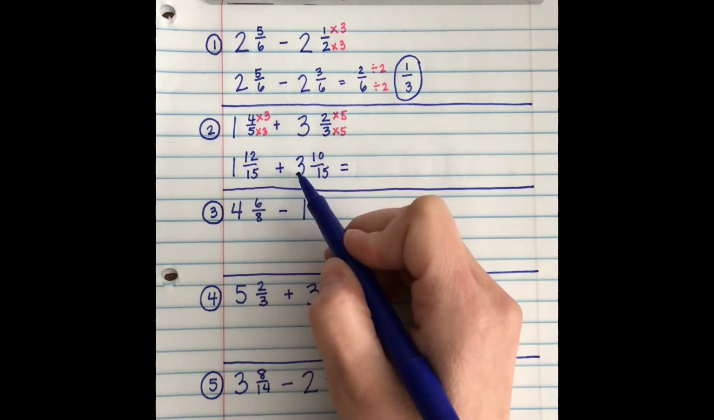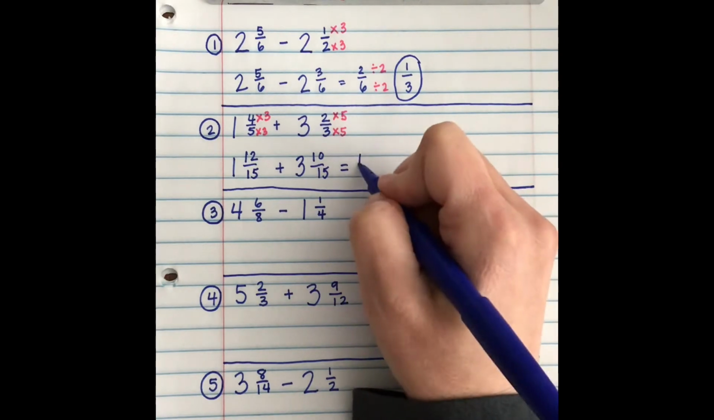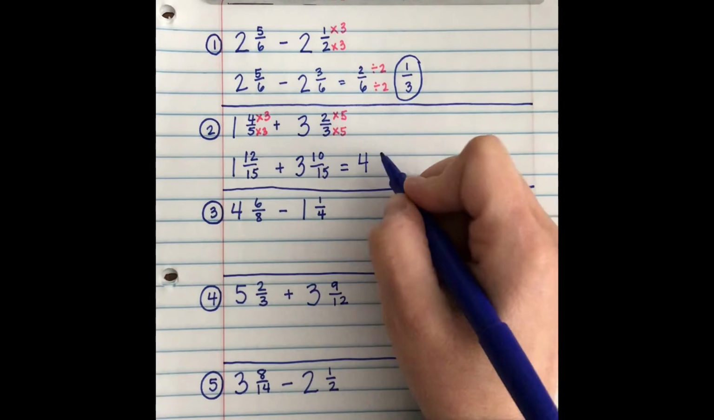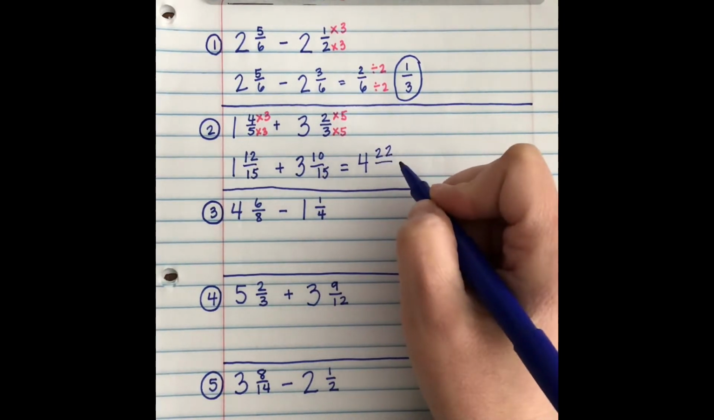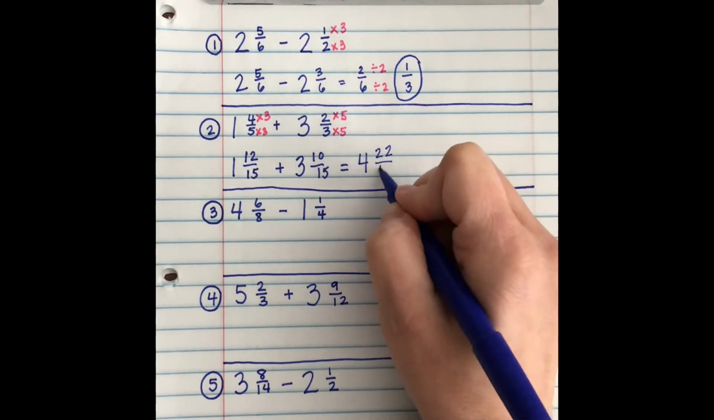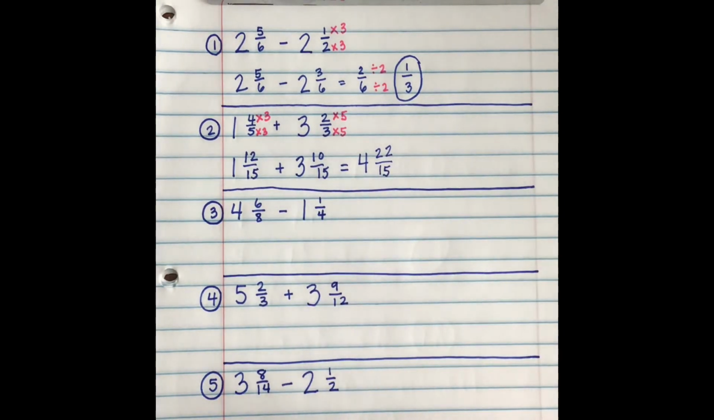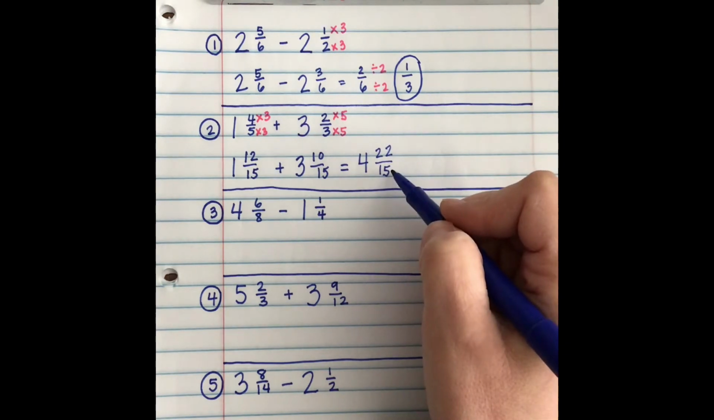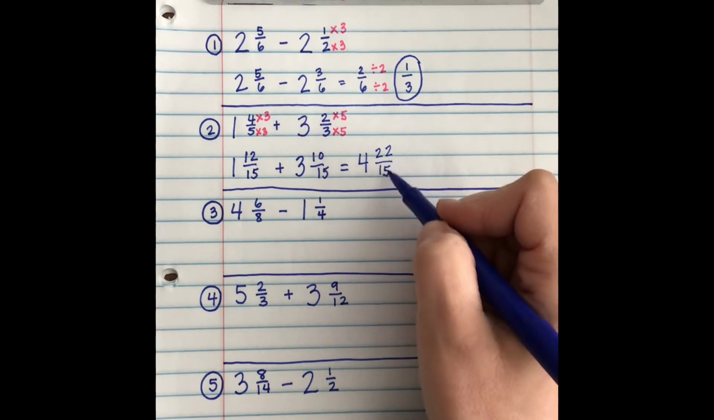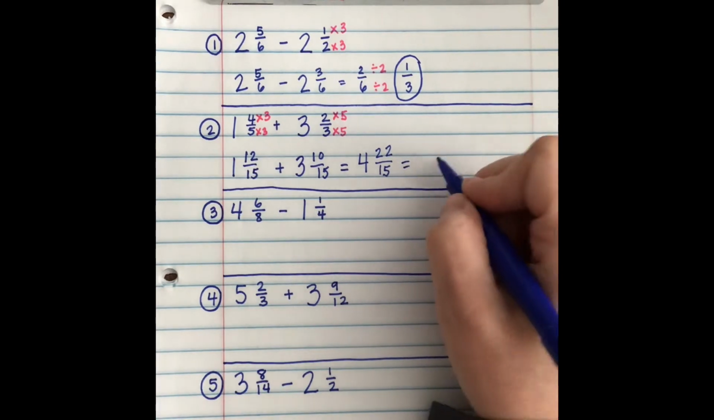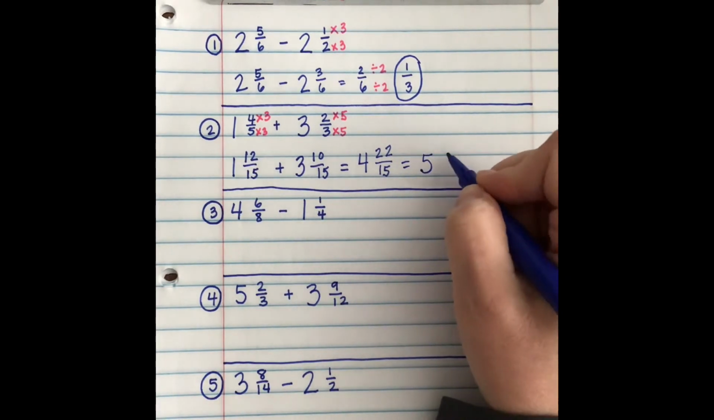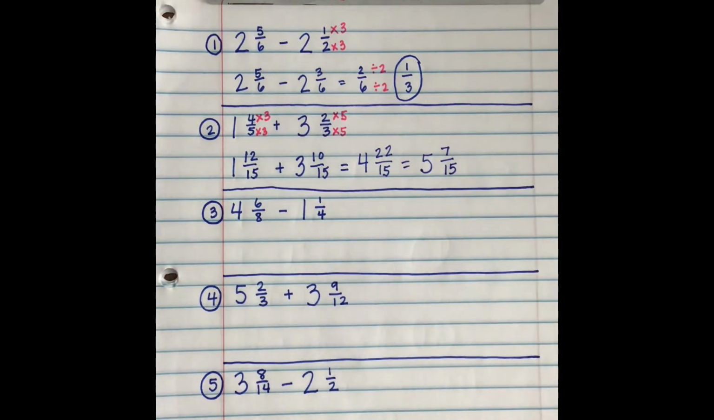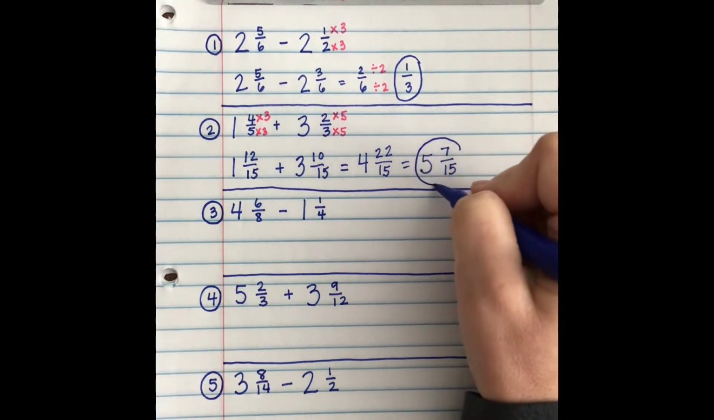I'm going to add my whole numbers. 1 plus 3 is 4. I'm going to add my numerators. 12 plus 10 is 22. And my denominators are going to stay the same, 15. But now I have a problem because I have a whole number and then my numerator is larger than my denominator. So I have to take out a whole 15 out of 15, which will make it a whole number of 5. And now I just have 7 over 15. That's my final answer.